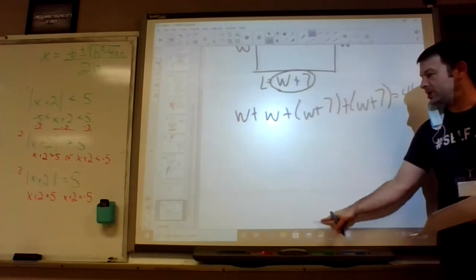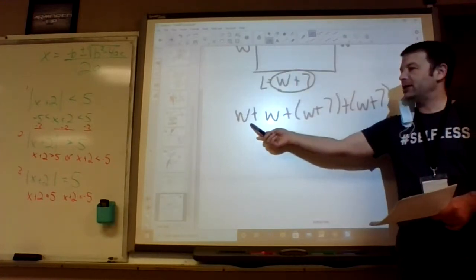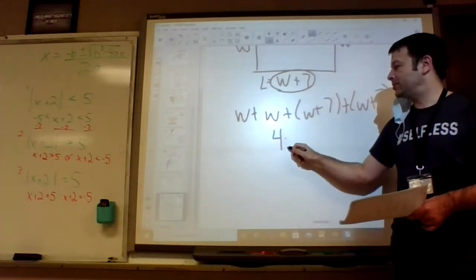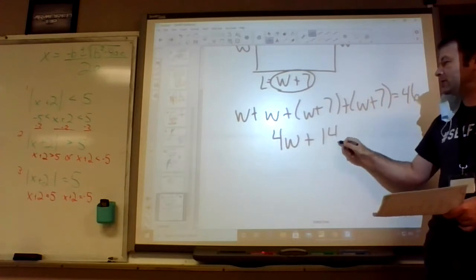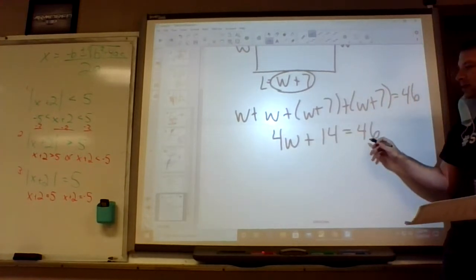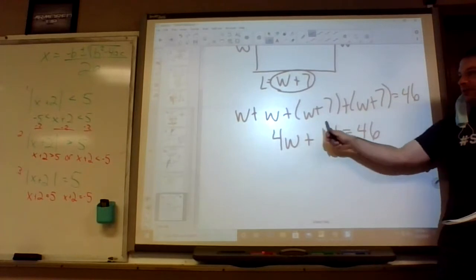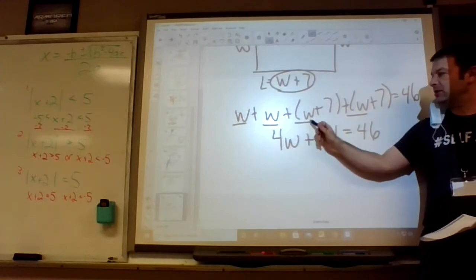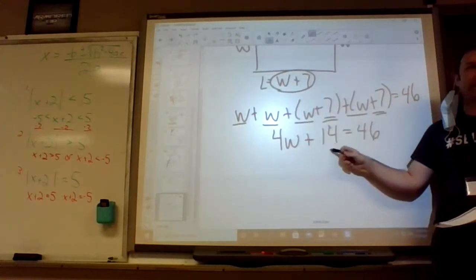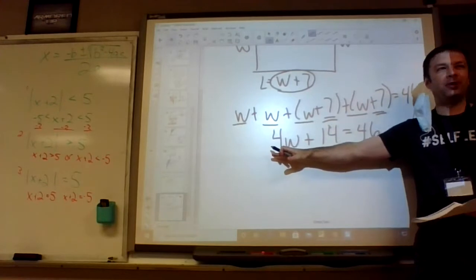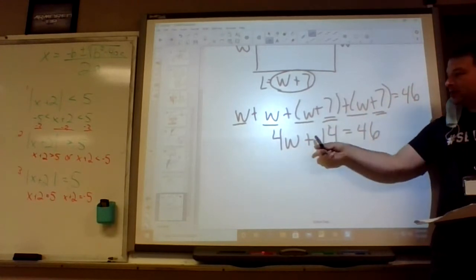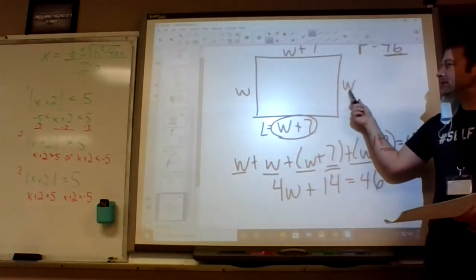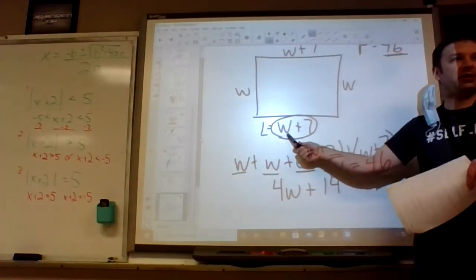Okay, so on rectangles, we know the opposite sides are the same, right? So that's W plus 7, that's W. So all 4 of these should add up to the fence length, which is 46. So W plus W plus W plus 7 plus W plus 7 should add up to 46. How can we simplify that equation? Okay, 4W plus 14 equals 46.